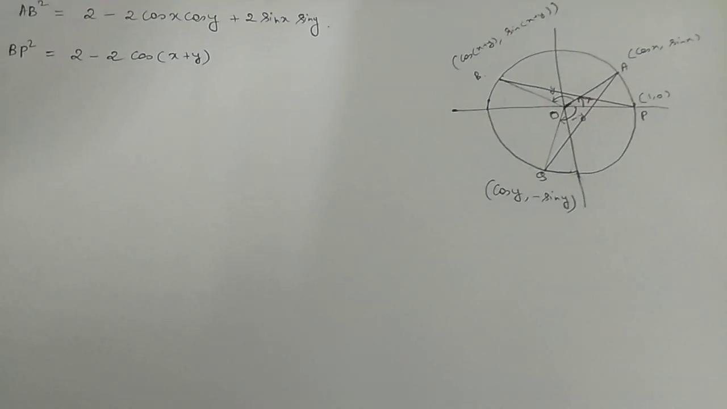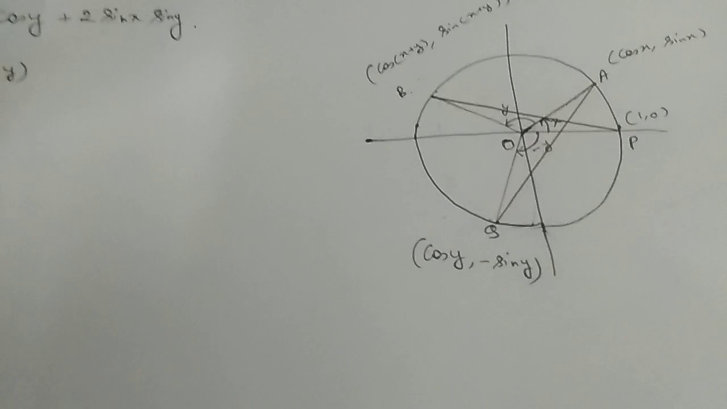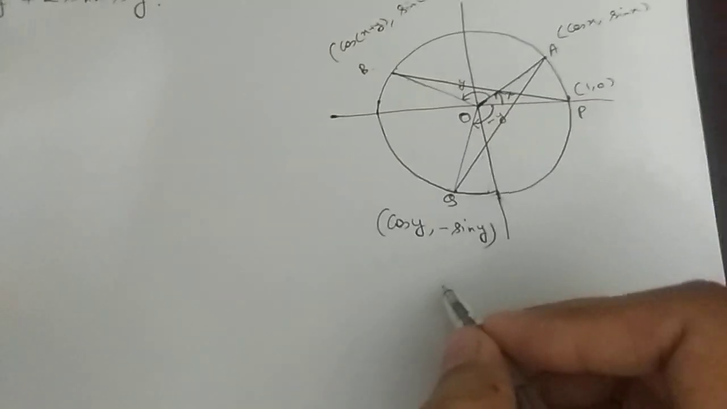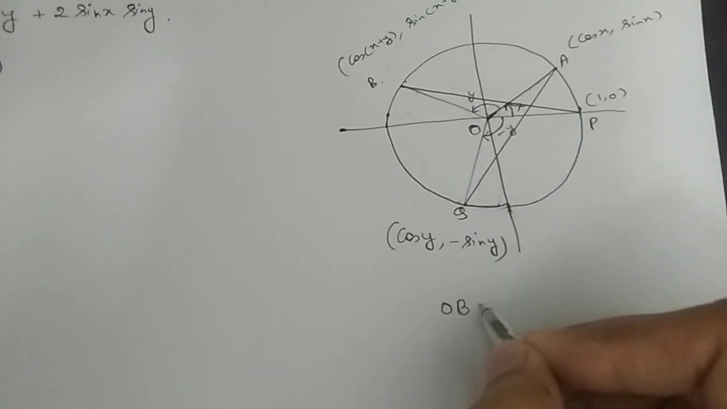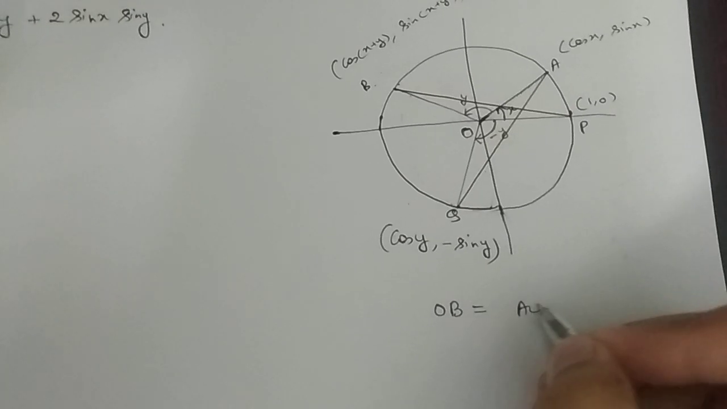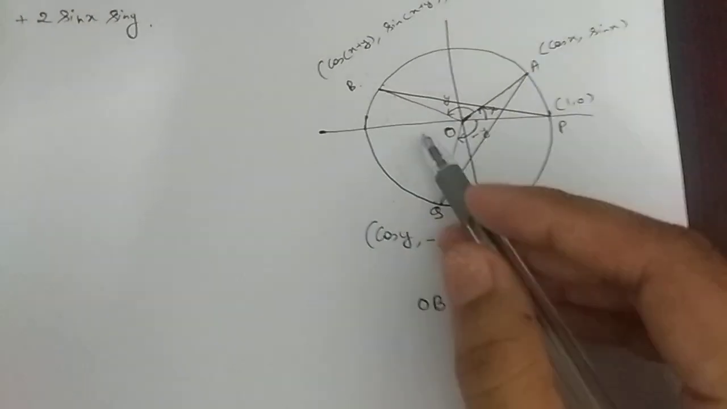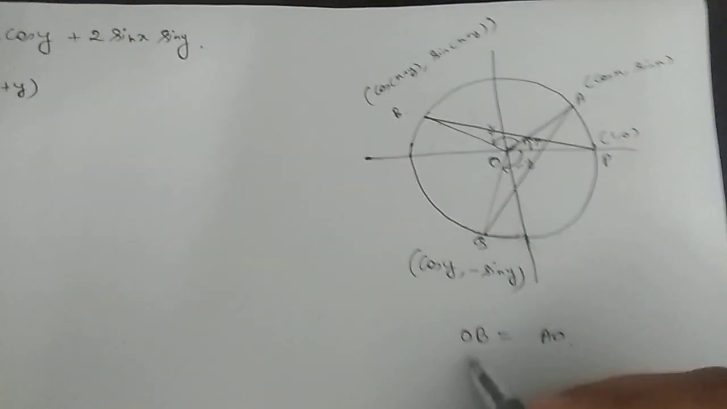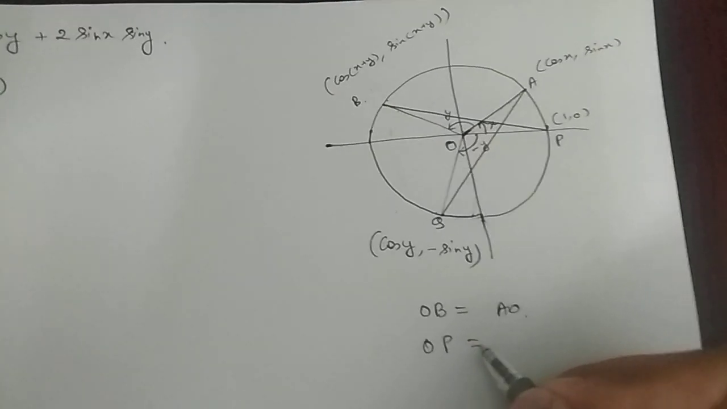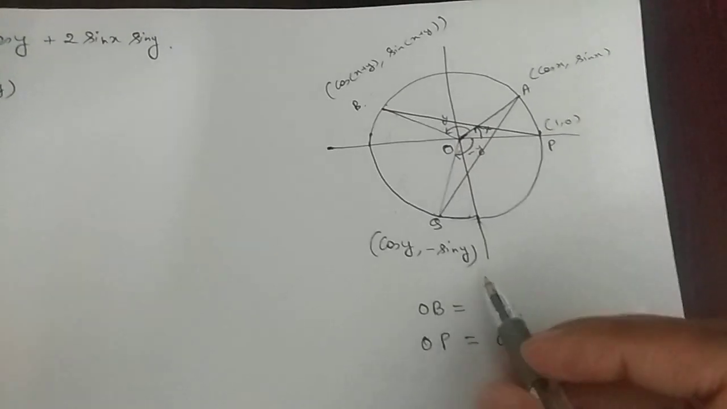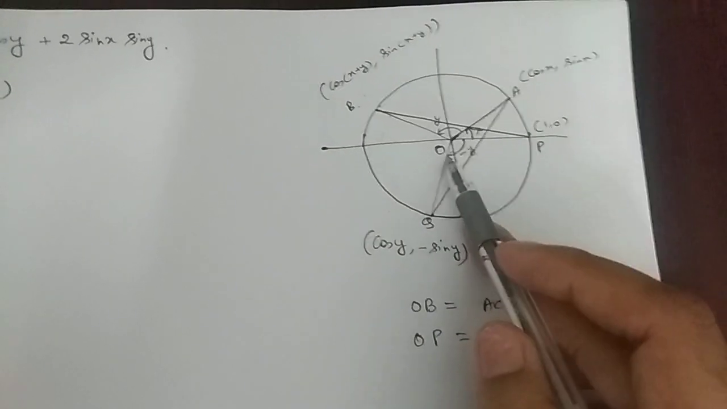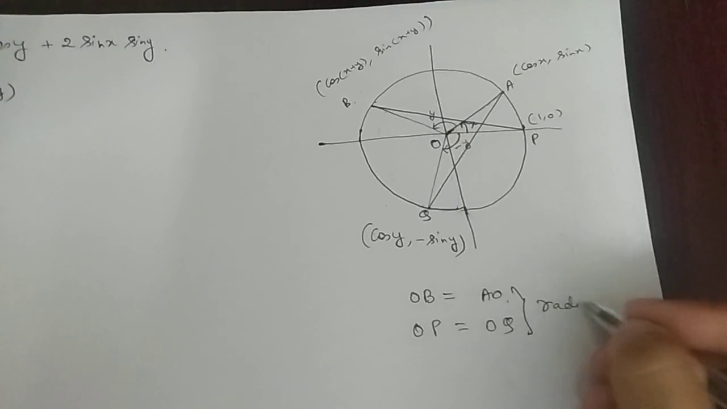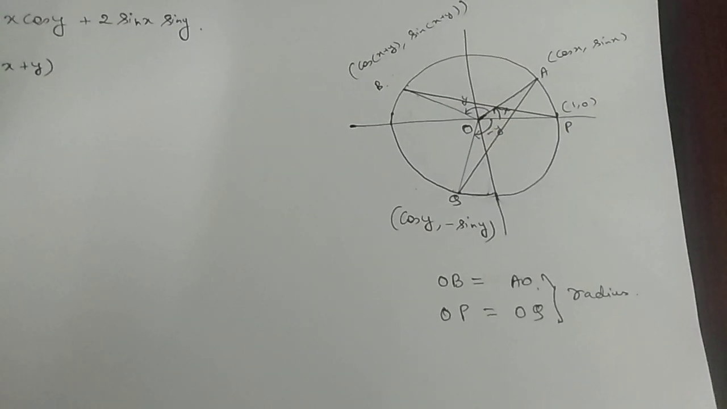If we observe, then in triangle BOP and in triangle AOQ, we can see that OB is equal to AO, because it is a unit circle and both AO and OB are the radius of the circle. Similarly, OP is equal to OQ. So we can observe OB is equal to OA, OP is equal to OQ. The reason is the same: both are the radius of the same circle.